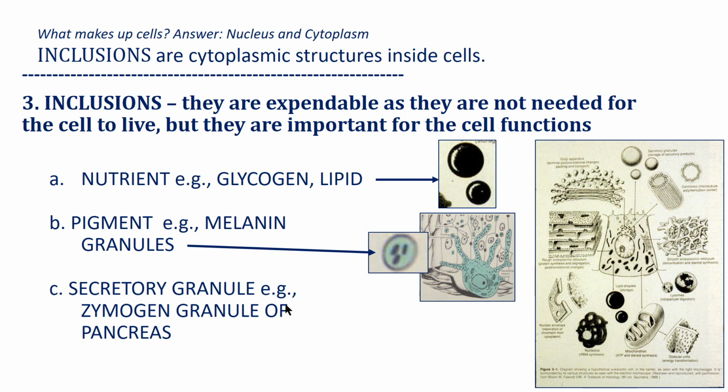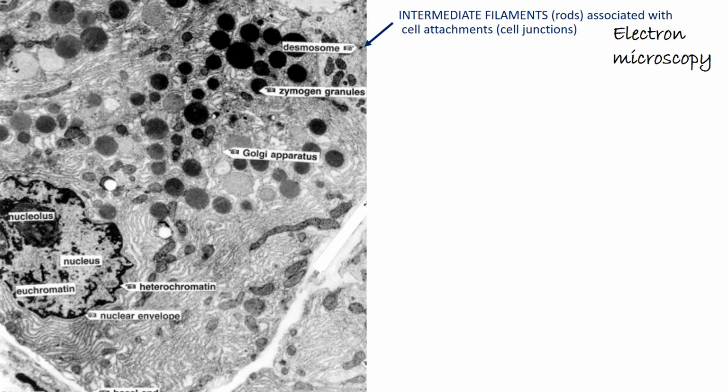There's also secretory granules, zymogen granules that are being produced that we see in through there. Secretory granules, those are inclusions too. Very important for the function of the cell, but not important for the life of the cell itself.